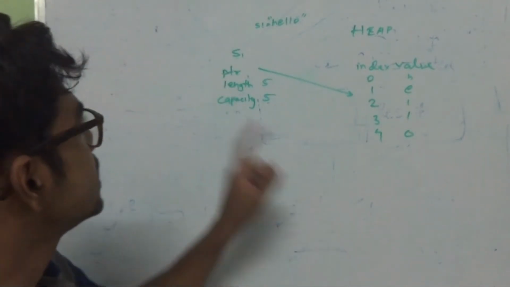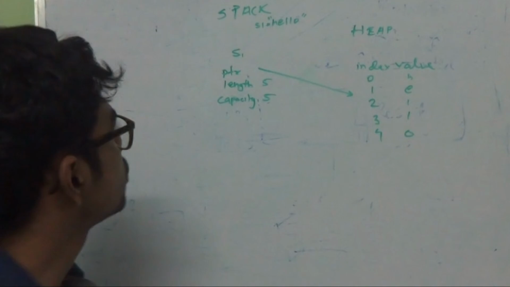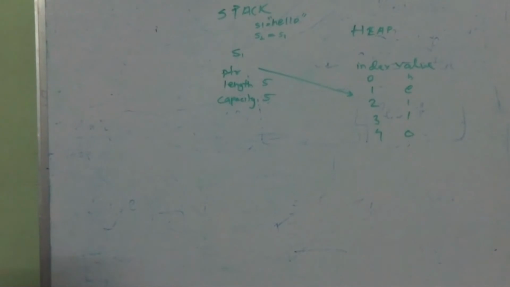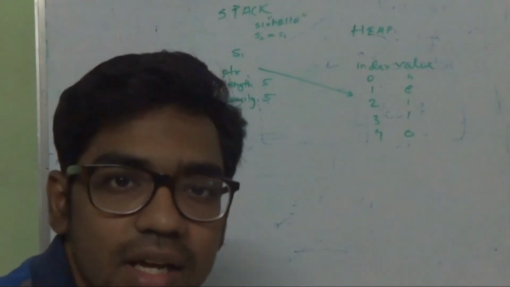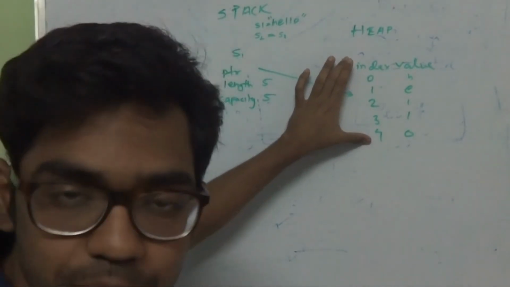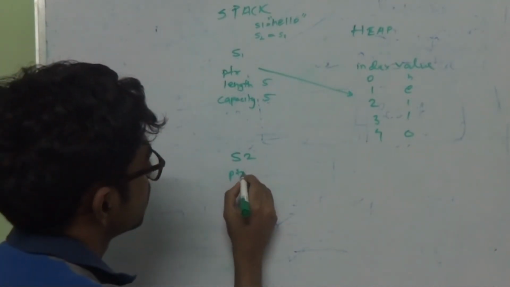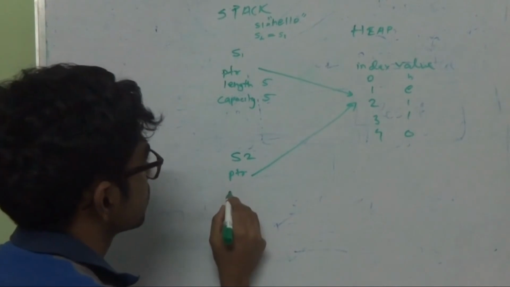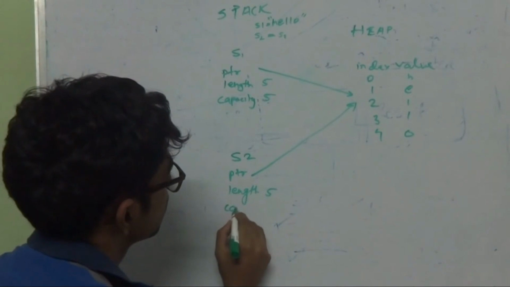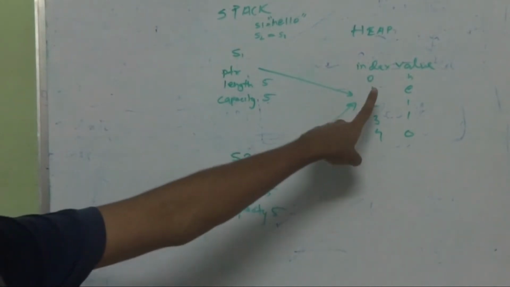So this is the heap and this is the stack. When we do s2 is equal to s1, what's actually happening is that it is not creating another copy of the heap memory. The pointer of s2 is pointing to the same thing, hello.